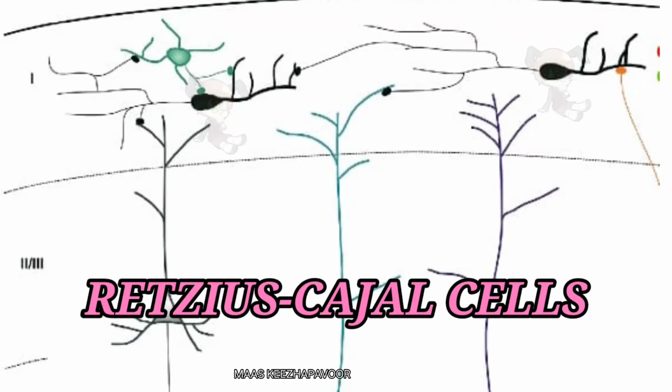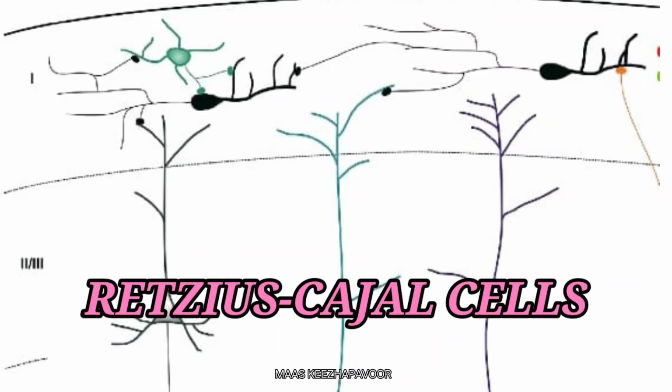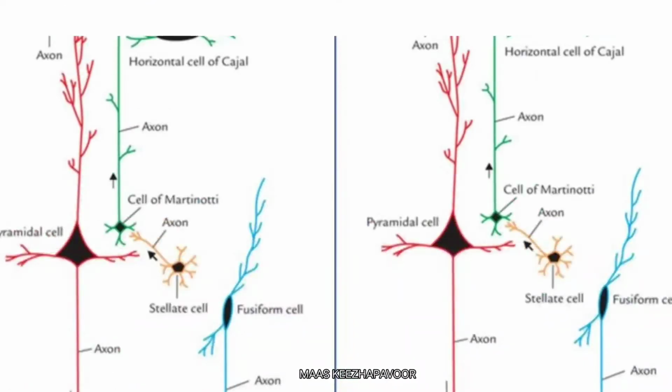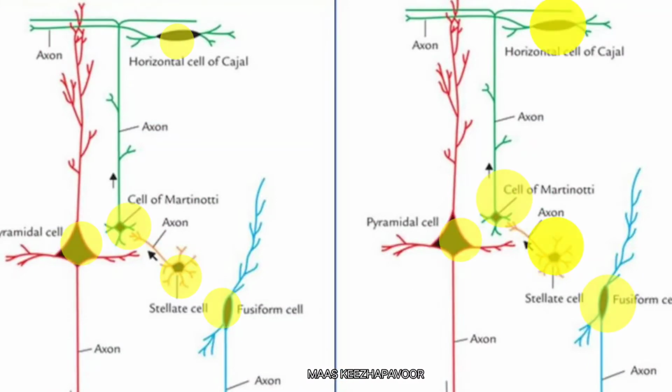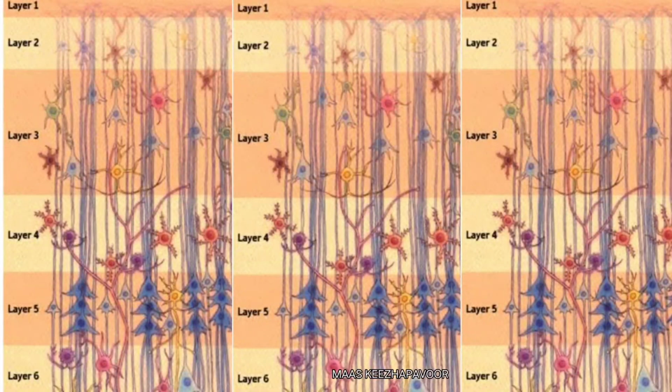These are the least common type and seen in the most superficial layer. Their axons pass laterally to synapse with dendrites of pyramidal cells. During development only, these cells are prominent but disappear after birth. Right. So far we have discussed the types of neurons present in the cerebral cortex. Now let us see the 6 laminae of cerebral cortex with the particular type of neuron in each lamina.